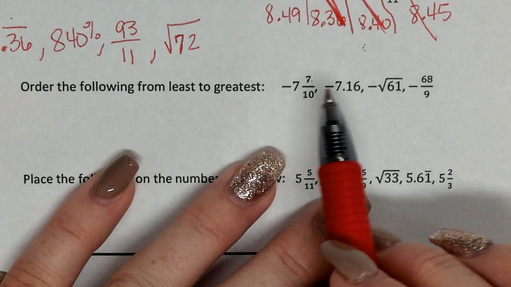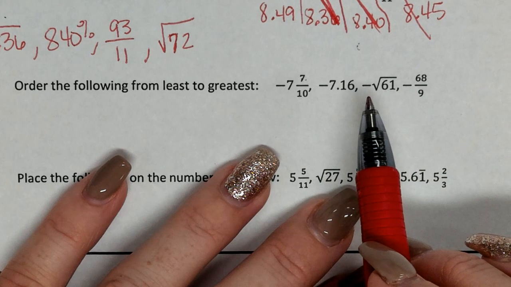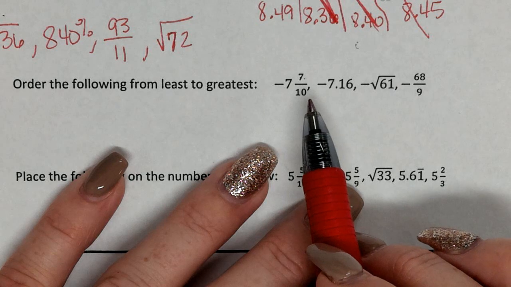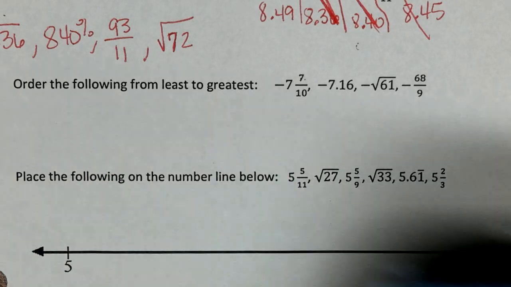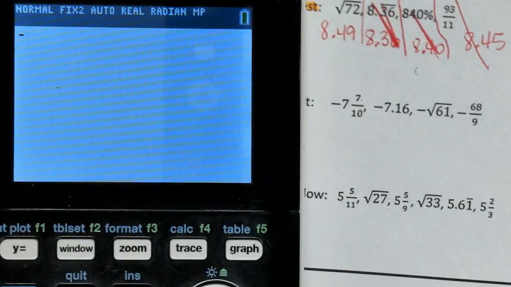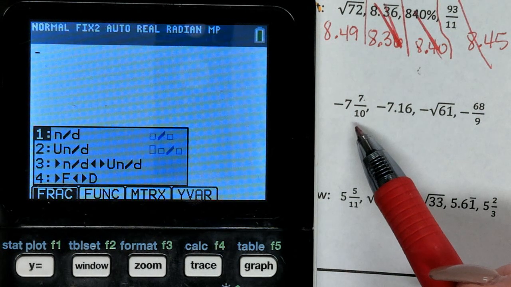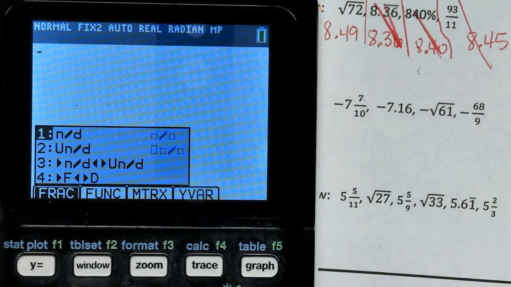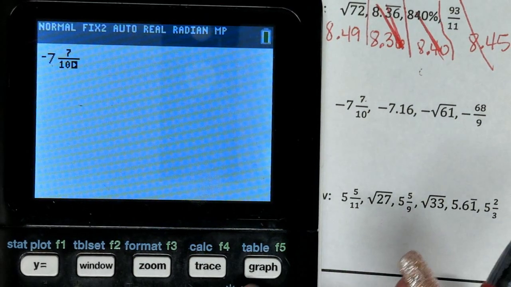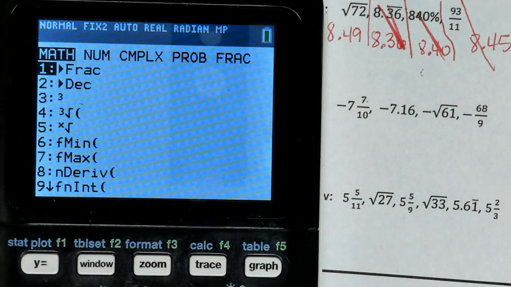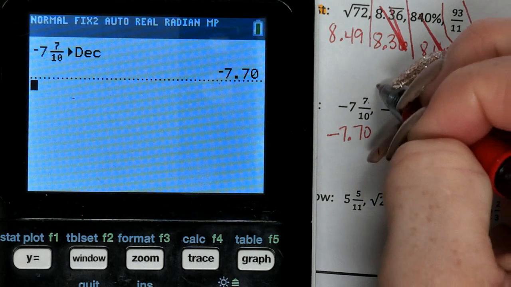They're all what? They're all negatives. So these are going to be reverse ordered. But the first thing I'm going to do is change them to decimals. All right, here we go. Negatives. Alpha y equals. Option what for this number? So I have 7 and 7/10. Arrow out. Math. Decimal. Enter. I owe $7.70.